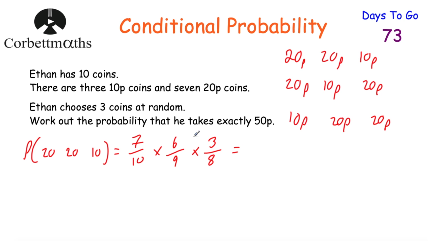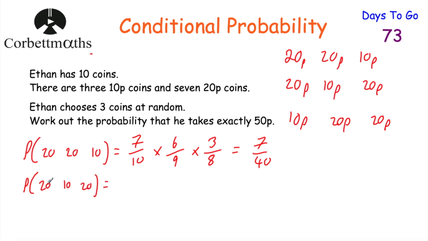So if we multiply these together, we can find the probability of a 20p, a 20p and a 10p, and when we do that, and this is a calculator question, so whenever you multiply these fractions together in your calculator, you get the answer of 7/40. So the probability of picking a 20p, a 20p and then a 10p would be 7/40. Now let's find the probability of a 20p, a 10p and a 20p.